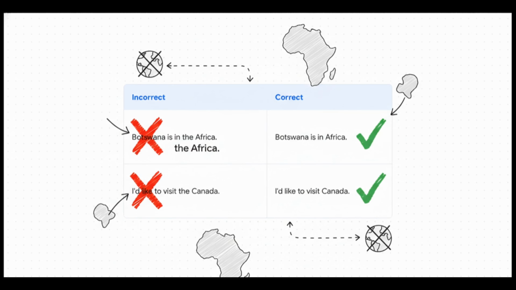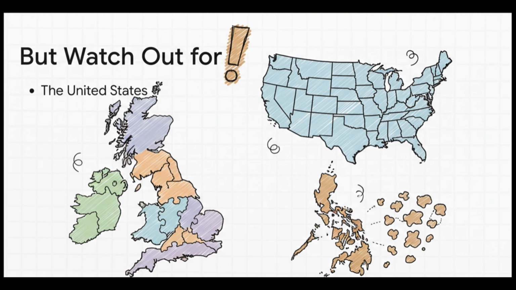And you know what? The same logic applies to most big places on the map. We don't use "the" for continents, so it's just Africa, not "the Africa." And this is true for most countries too. You'd say, "I'd love to visit Canada," not "the Canada." But, and you knew there'd be a but, right? English loves its exceptions. If a country's name is plural, or if it sounds like it's made up of a bunch of smaller parts, like the United States or the United Kingdom, then it does get a "the." The same goes for groups of islands, like the Philippines.